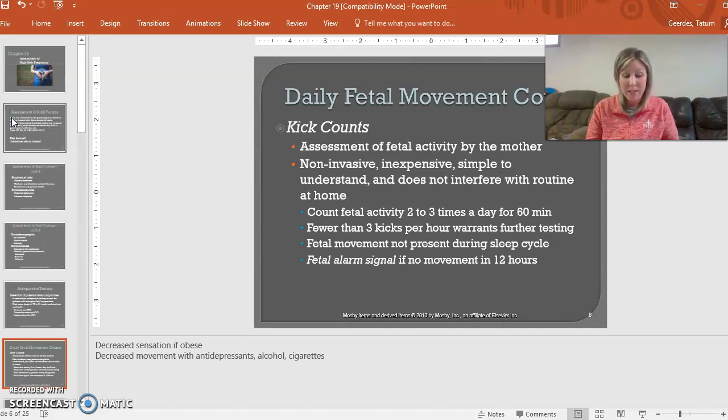Fetal movement not present during the sleep cycle is something that we need to educate her about. If the baby is sleeping, then the baby's not going to be moving around much. And so just point that out to her. And then the fetal alarm signal goes off if she feels no movement within 12 hours. So that causes a lot of concern. She needs to come in and be evaluated, but also tell her that she might feel decreased movement if she's taking an antidepressant or if she smokes or drinks any alcohol as well.